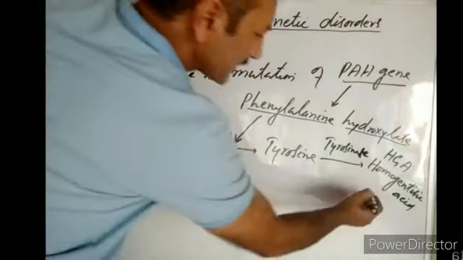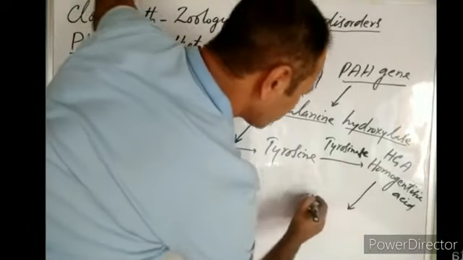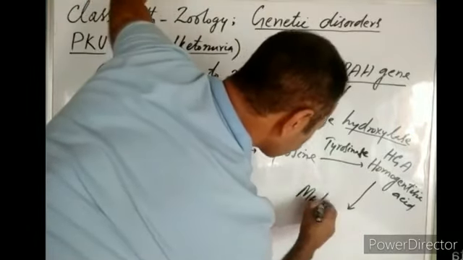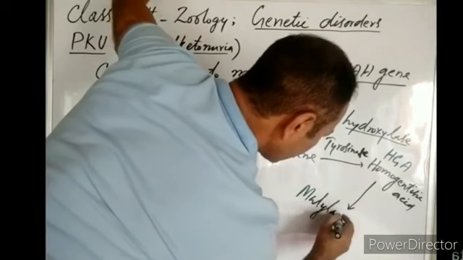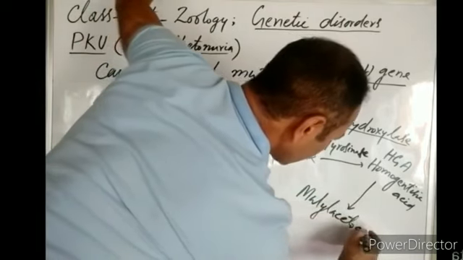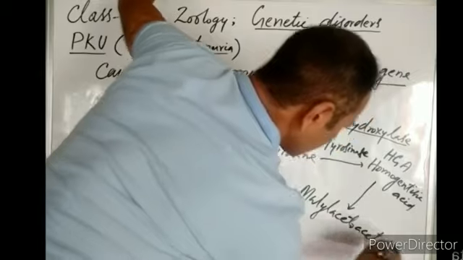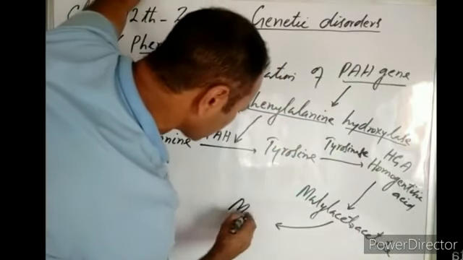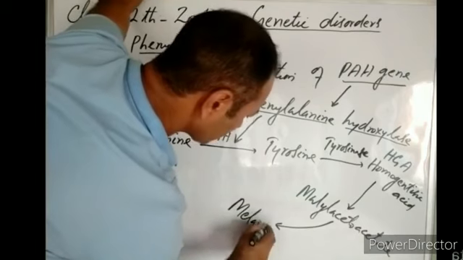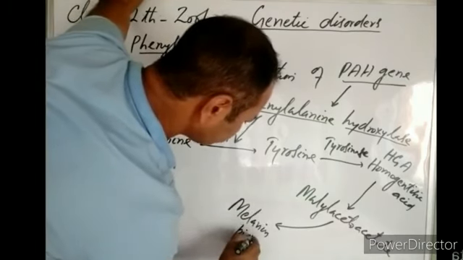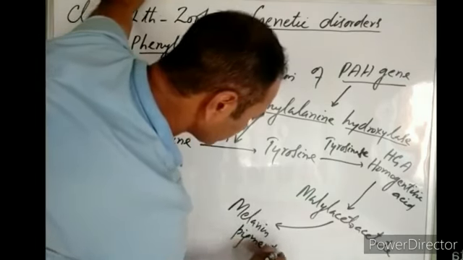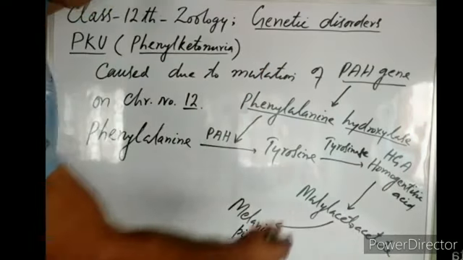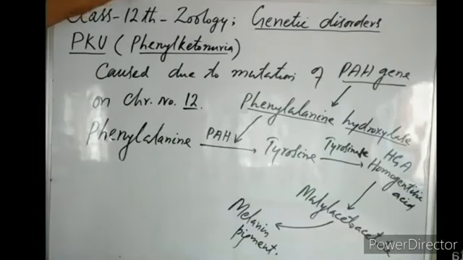Then homogentisic acid is converted into another product, methyl acetoacetate. And then this methyl acetoacetate is finally changed into melanin pigment. There is a cascade of reactions involved in the conversion of methyl acetoacetate into melanin pigment, so we are not going to discuss that.